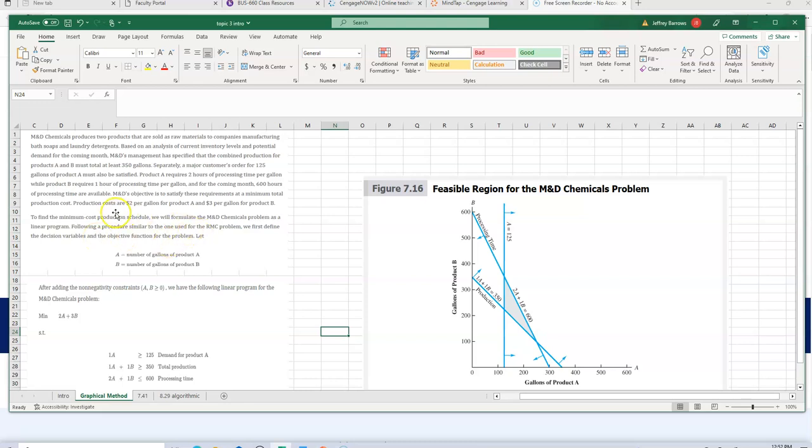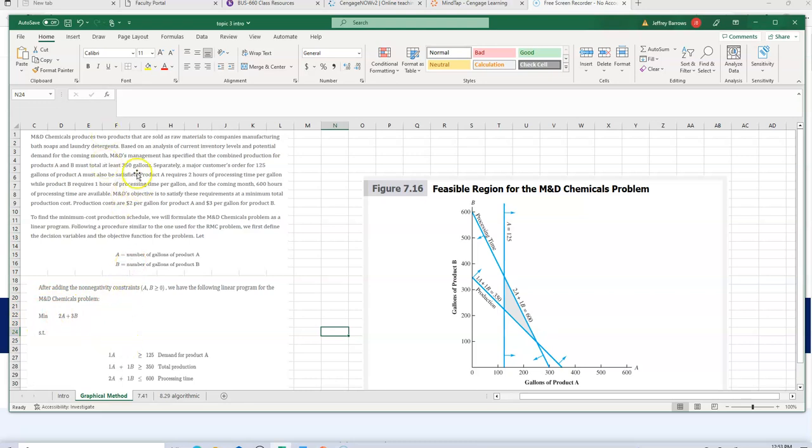And what you're going to find is that production costs are $2 per gallon for product A and $3 per gallon for product B. So in optimizing this condition, what you want to do is minimize the cost of this chemical composition, where A is $2 a gallon and B is $3 a gallon. This is the condition that is going to be minimized, again, using the decision variables.